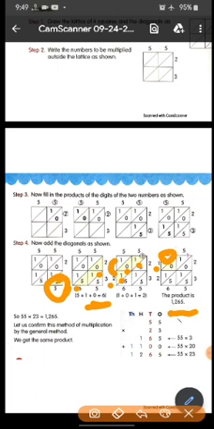For checking if our answer is right or wrong, we can do it by the general method. By multiplying 55 into 23 in the general method, we get the same answer, 1265. So by this we can see our answer is correct.